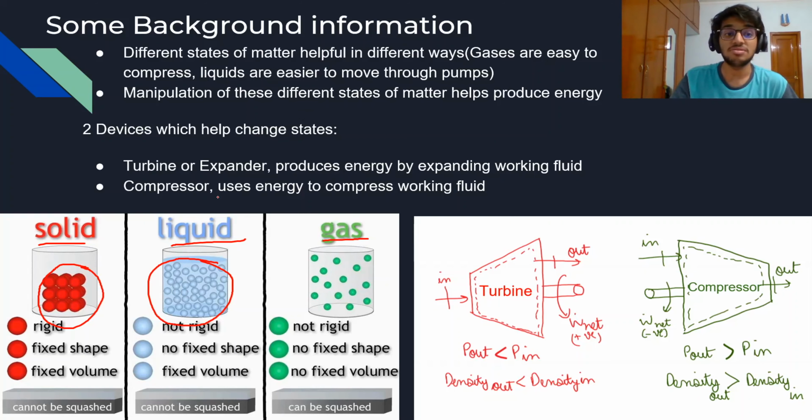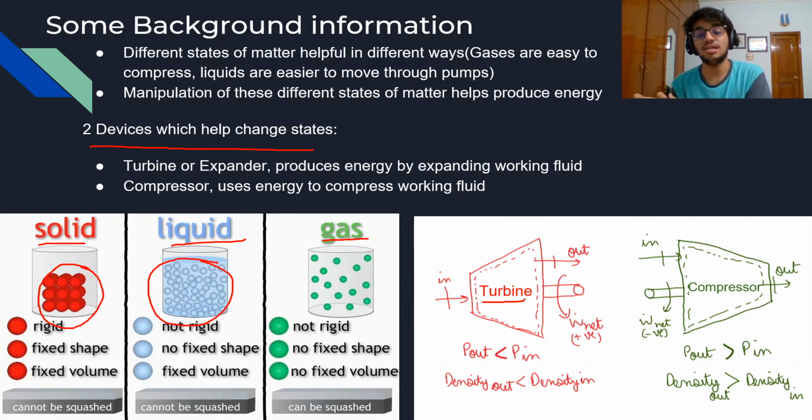And two of the devices that we use to generate power are a turbine and a compressor. So a turbine is basically an expander which produces work while doing so. So we push a fluid through and push a fluid out. So the pressure at the outlet is a lot lesser than the pressure that is inside, like when we go through the inlet.